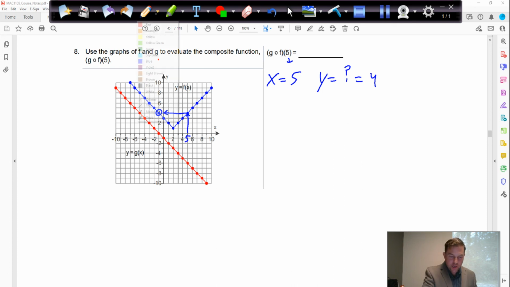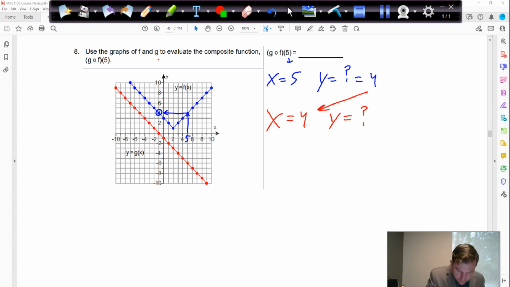Now that's going to be the x value for the red curve. So we're going to say x is 4. What does y equal on the red curve? So x is 4 is right here, and we go straight down to the red curve and straight left, and we get the y value to be minus 5. So this answer is actually minus 5. But it doesn't hurt to practice, so we went the other way. We did f of g, they wanted g of f, and that's how you would do it.